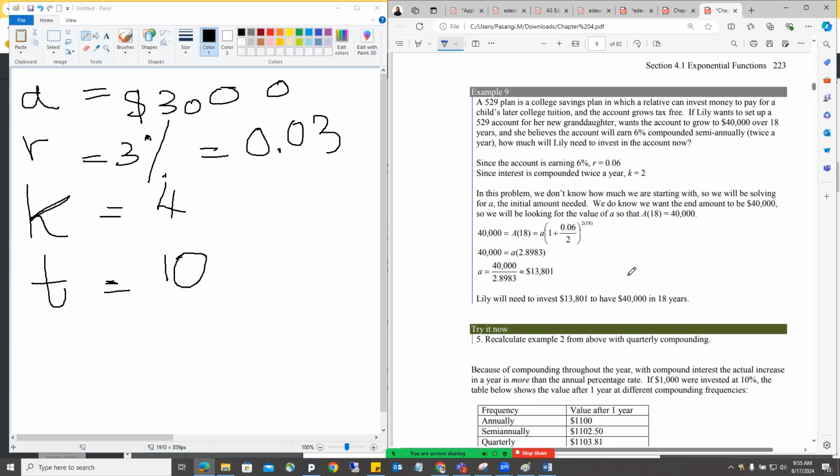So the final answer, they have given the entire working. The question asks over 18 years, and she believes the account will earn 6% compounded semi-annually, twice a year. How much will Lily need to invest in the account now? The final answer will be $13,801. I thought A was 40. To have $40,000 in 18 years.